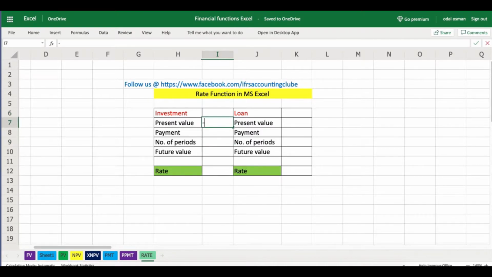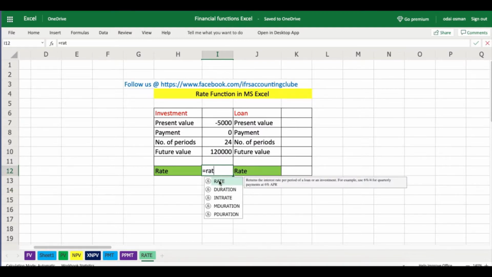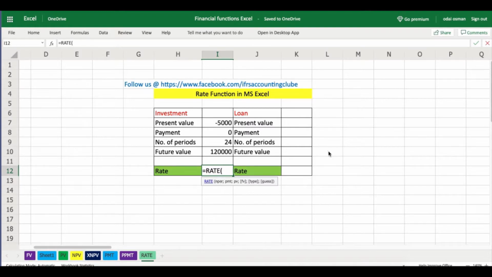Here let's imagine we are going to put 5,000 as investment in the bank, and the payment, we do not have payment, would be 0, and the number of periods, let's imagine we are going to invest over 2 years. It means 24 months, and the future value would be $20,000. So here we can calculate the RATE function.